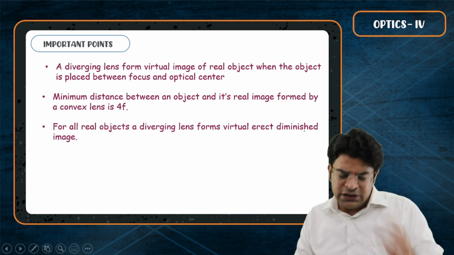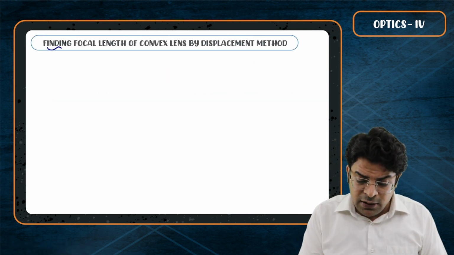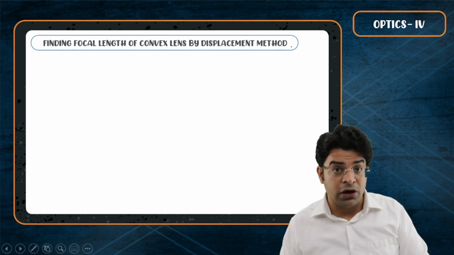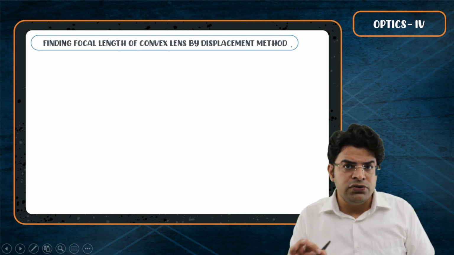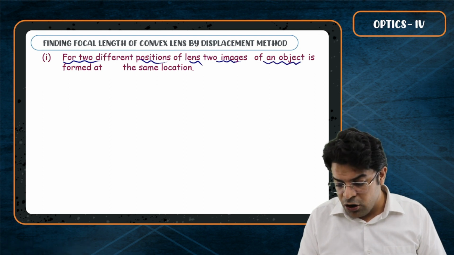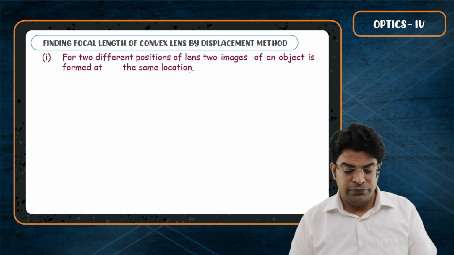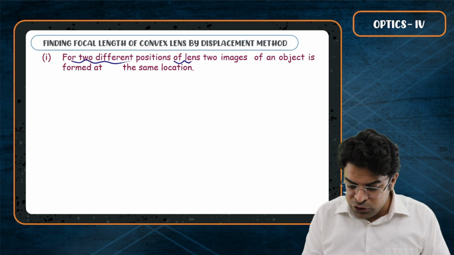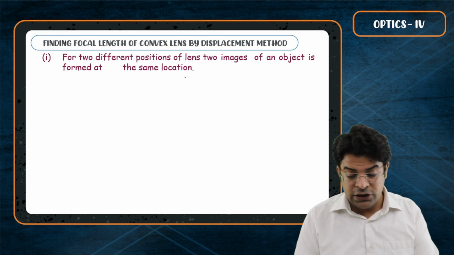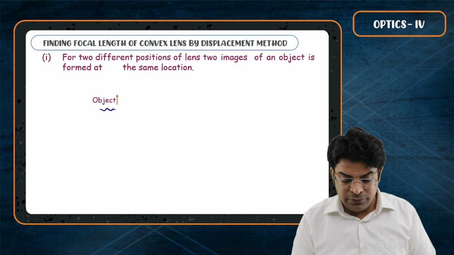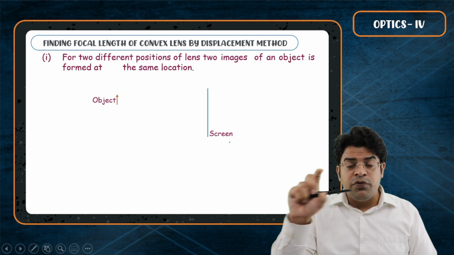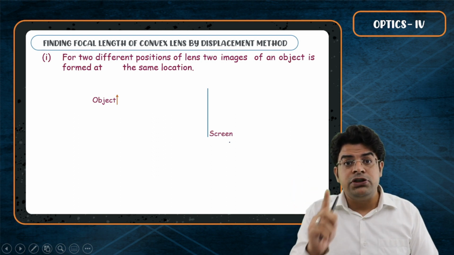And the last thing left for this hour is determining the focal length of a convex lens, a converging lens, by using the displacement method. And this is important. So how do we use this method? For two different positions of the lens, two images of an object are formed at the same location. So we fix the object position, we fix the screen position, and then for two different positions of the lens, we form the image on the screen.